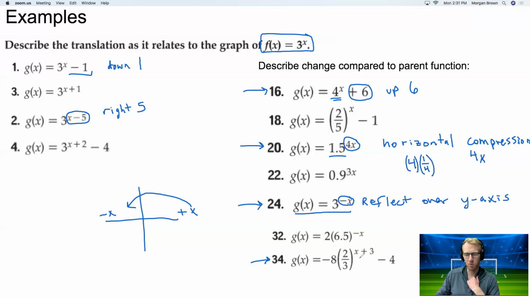Our last one has a lot of stuff going on. We got a negative sign. We got an 8. We got a +3, and we got a -4. So all of these mean something. The negative is a reflection.